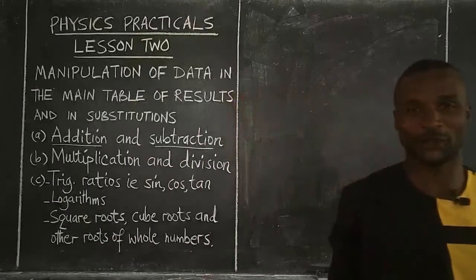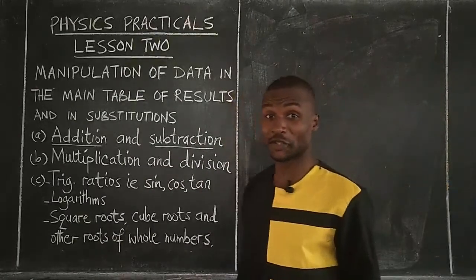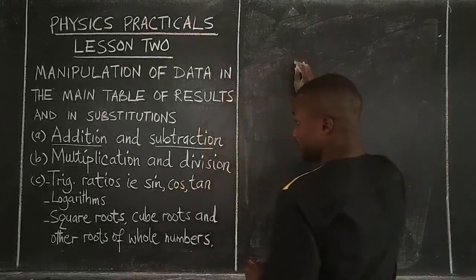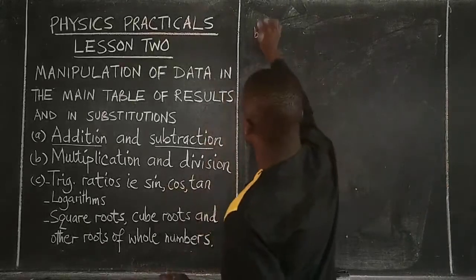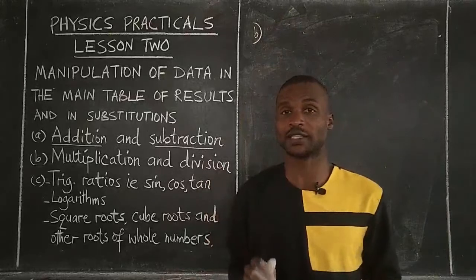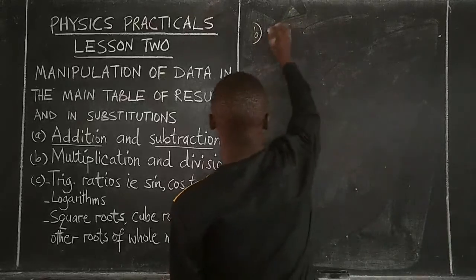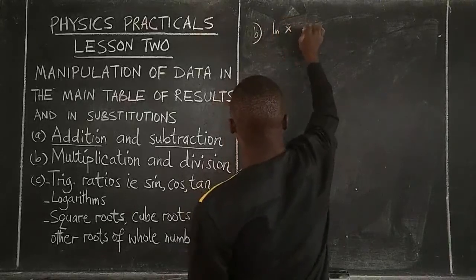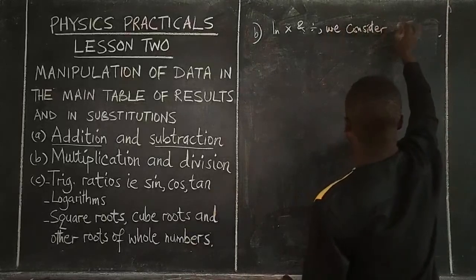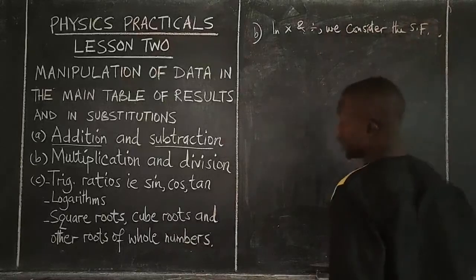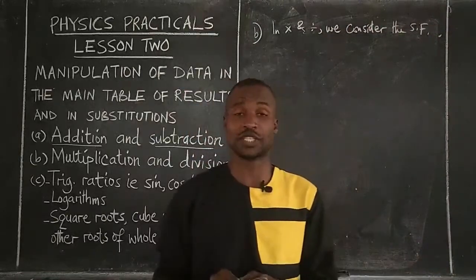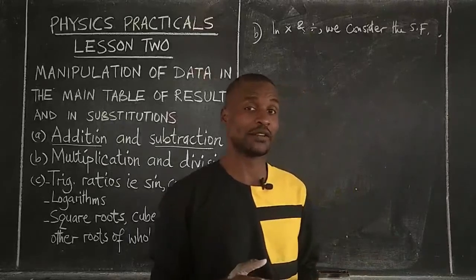What about multiplication and division? If you are multiplying two numbers or dividing them, what do we do? For part B, we don't consider decimal places. We shift our attention to significant figures. So in multiplication and division, we consider the significant figures involved. Please note that. Our quotient or product has to be written to the lowest number of significant figures involved.